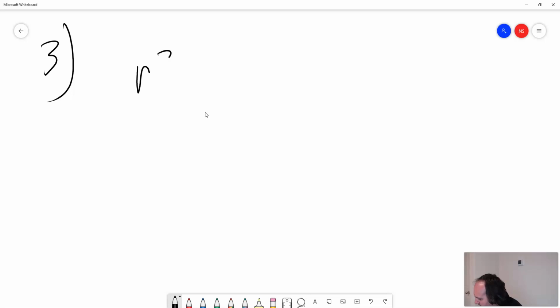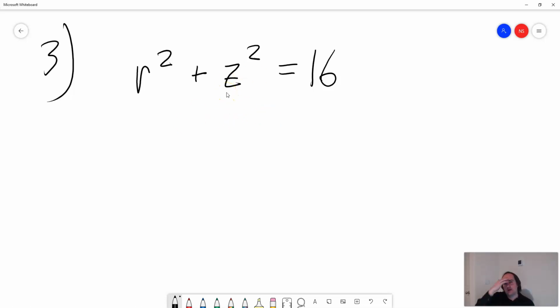So example number 3 is r squared plus z squared equals 16. And this is still in cylindrical coordinates, okay? And this is the most complicated graph that we've seen. But if you remember some stuff from polar coordinates, that can help you here. So remember from trigonometry, pre-calculus, polar coordinates, remember that r squared is actually the same as x squared plus y squared.